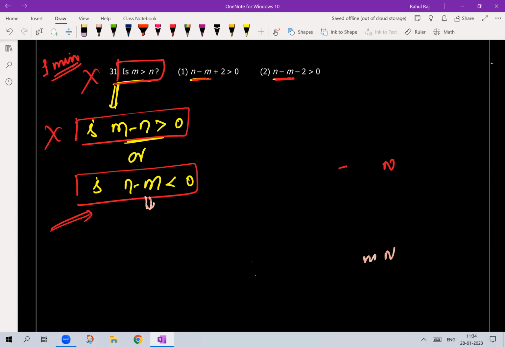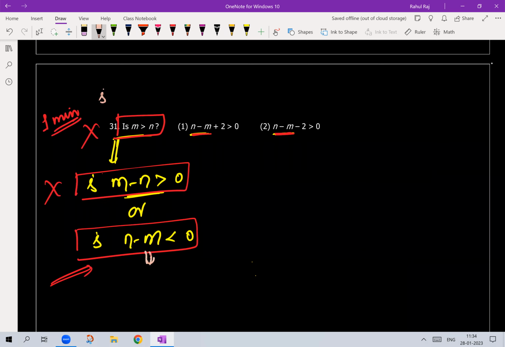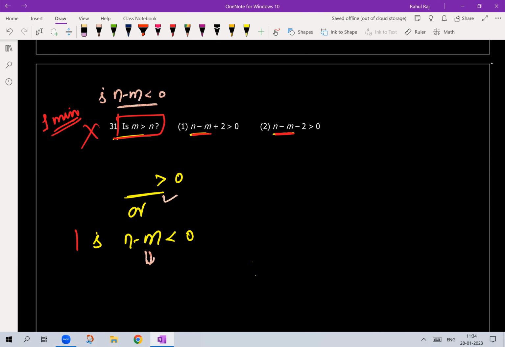See here. So my question now changes to, is N minus M less than 0? I hope this is something which you accept. Is N minus M less than 0 is nothing but M greater than N. It is nothing but M minus N greater than 0. So imagine I'm erasing all these things. Now simple, there is one thing more, and we'll use this logic a lot in other chapters as well.